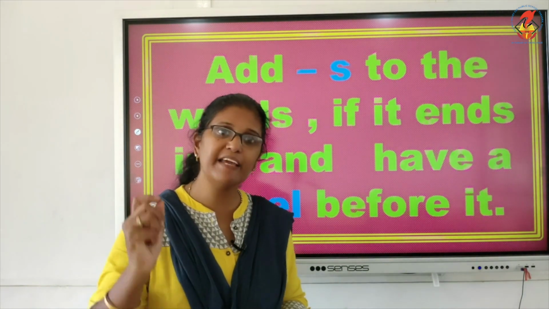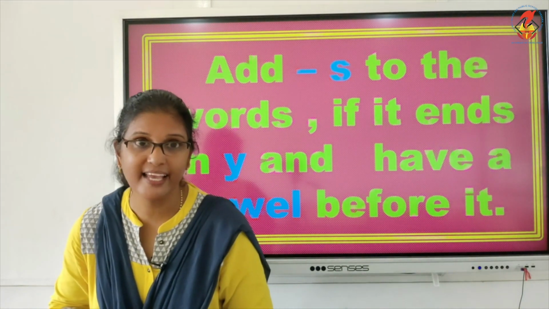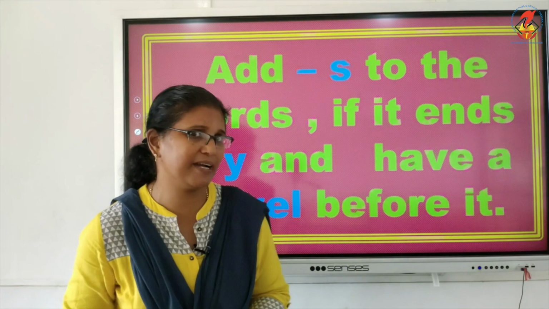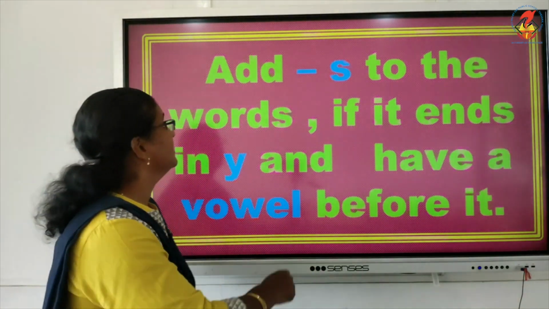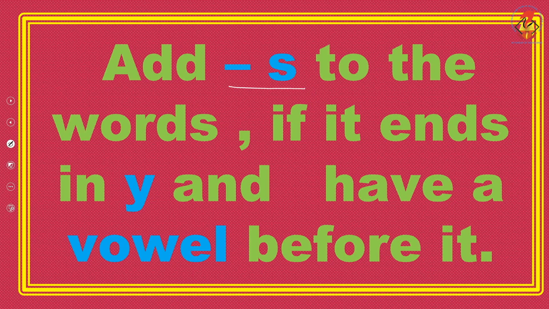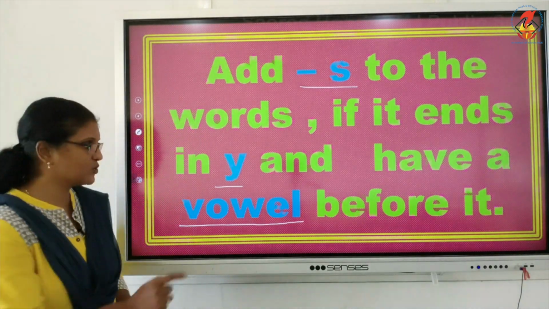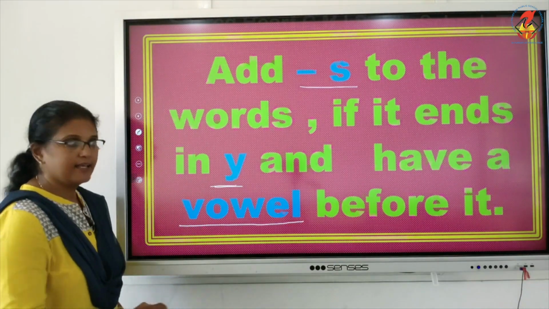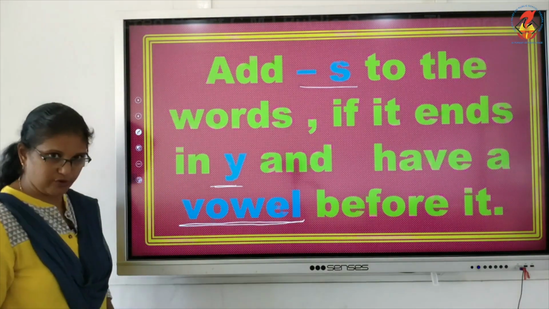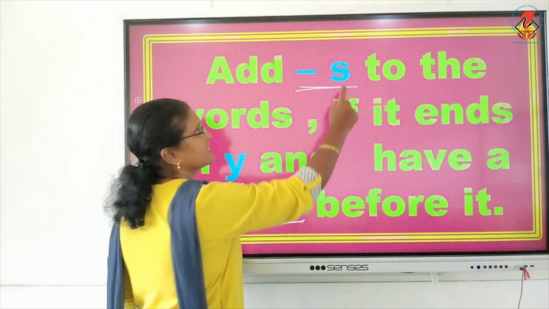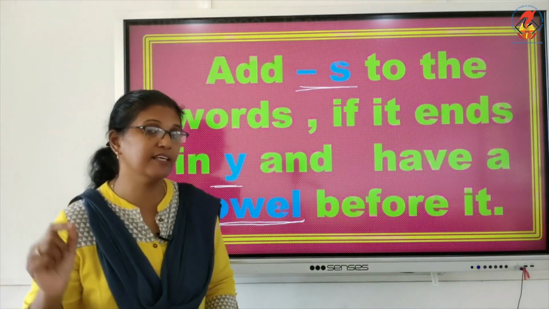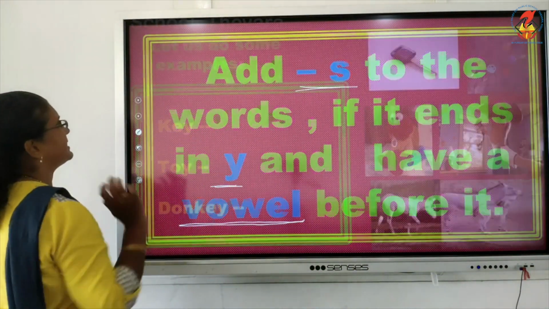What about if there is a vowel before Y? That could be a question in your mind, right? Yes. You need to add S if you have Y ending with a vowel before it. If a word ends with Y, having a vowel before it, you will just add S for the given words. Let's see some examples.